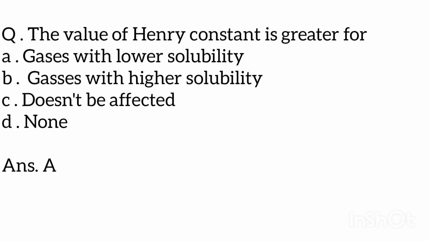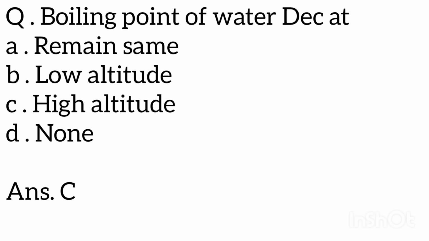Next question. The value of Henry constant is greater for A, gases with lower solubility. B, gases with higher solubility. C, does not get affected. Option D, none. So the answer is A, gases with lower solubility. Next question. Boiling point of water decreases at option A, remains same. Option B, low altitude. Option C, high altitude. Option D, none. So the answer is option C, high altitude.